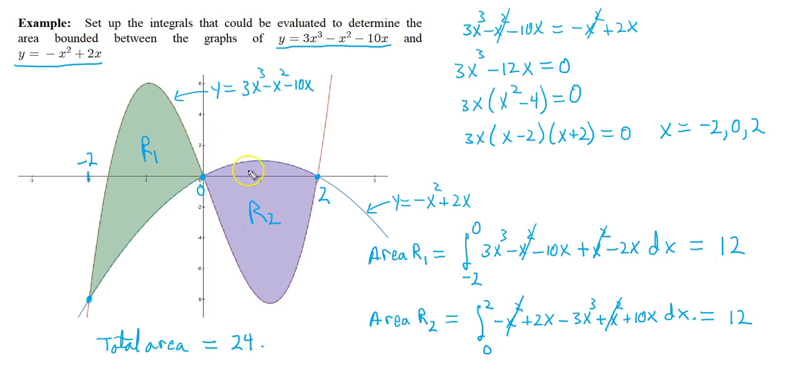And once again, notice how we had to break this up into two separate integrals because the curves switched places partway through between -2 and 2.